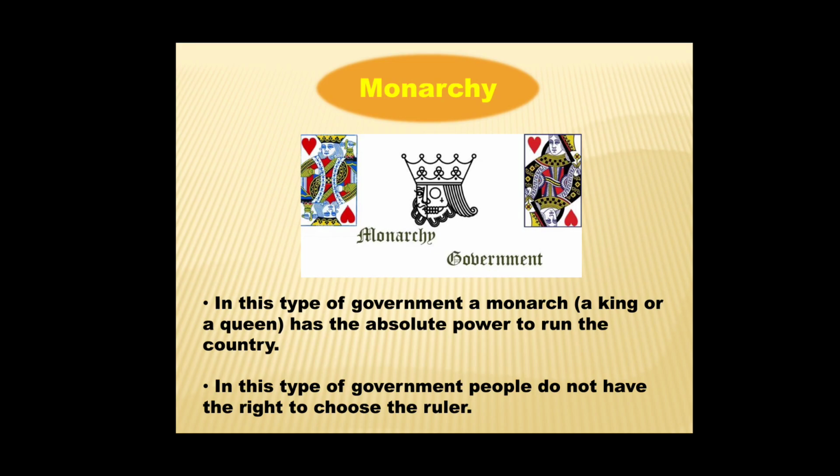In this type of government, people do not have the right to choose the ruler. This comes in a hierarchical order. So, for example, the son of the king will become the king the next time, then his son will become, then his son will become. So, we don't have the opportunity to choose our own ruler. We can say Bhutan has this kind of government. Monarchy is there in Bhutan.